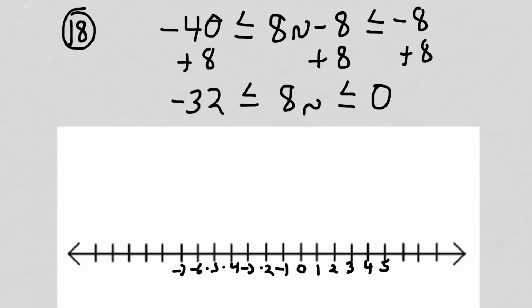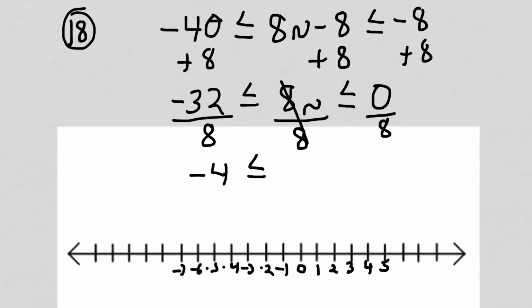Now in the middle, I'm left with 8 times n. I want to get n by itself, so I'm going to divide by 8. I divide the negative 32 by 8, and I divide the 0 by 8, which is totally legal in math to divide 0 by a number. Negative 32 divided by 8 is going to give me negative 4. Bring down my sign. It stays in the same direction because we didn't divide or multiply by a negative number.